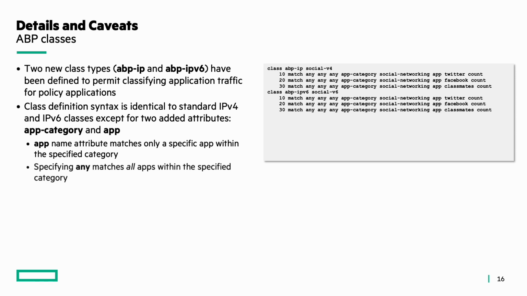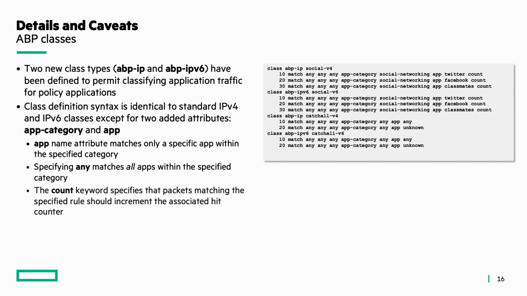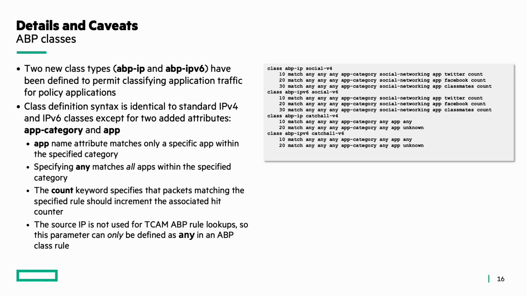You can use the keyword any for either the application category or application name itself to either match all app categories or all apps within a specified category. The count keyword specifies that packets matching that rule should increment an associated hit counter, and we do not utilize the source IP address for ABP rule lookups in the switch TCAM, so you can only use the keyword any as the source IP in an ABP class rule.